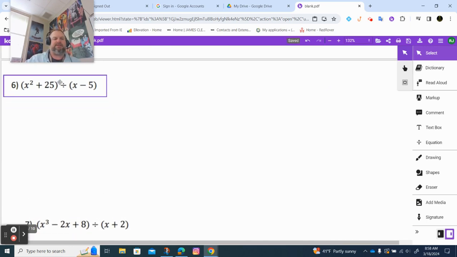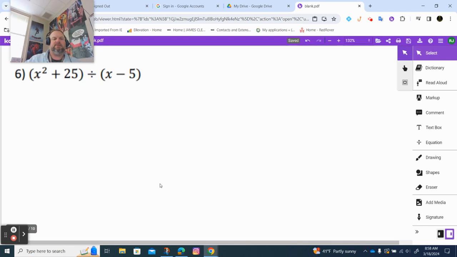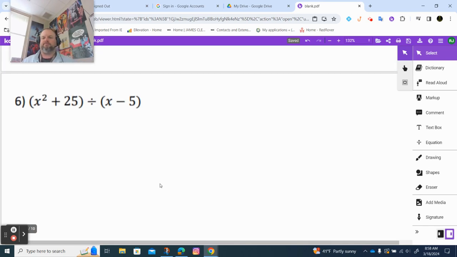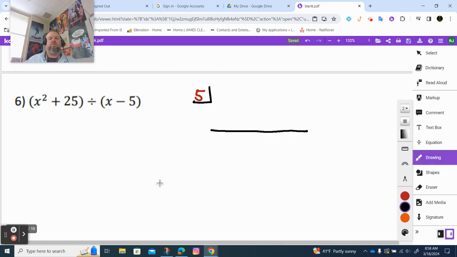All right, number six. Number six looks a little different. We can go ahead and get our timeout box ready. We can get this line ready. Do y'all see something missing? Yeah, there's not a third number. There's not an x term. It goes x squared to our constant.